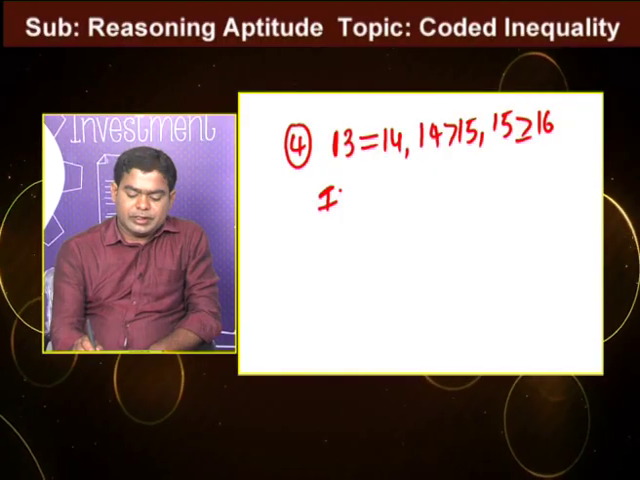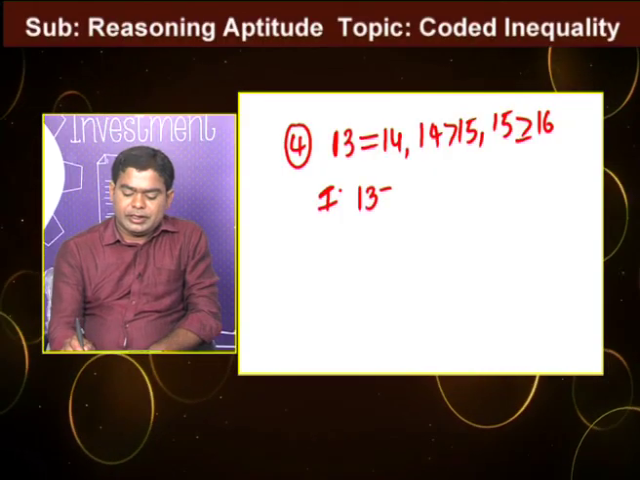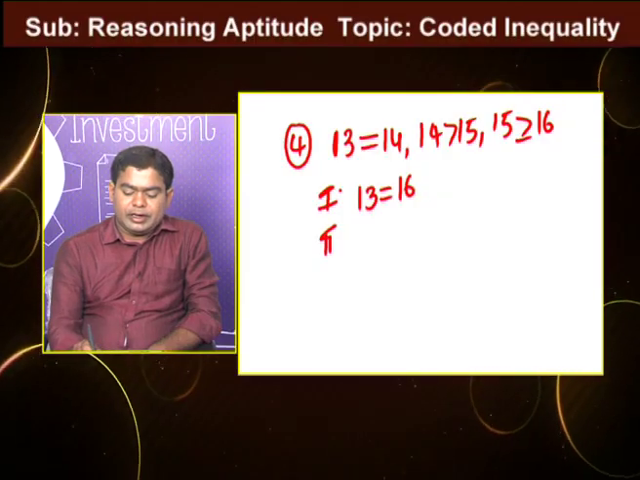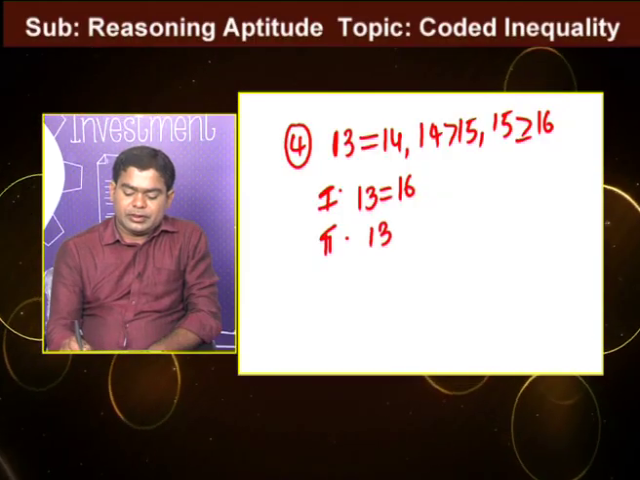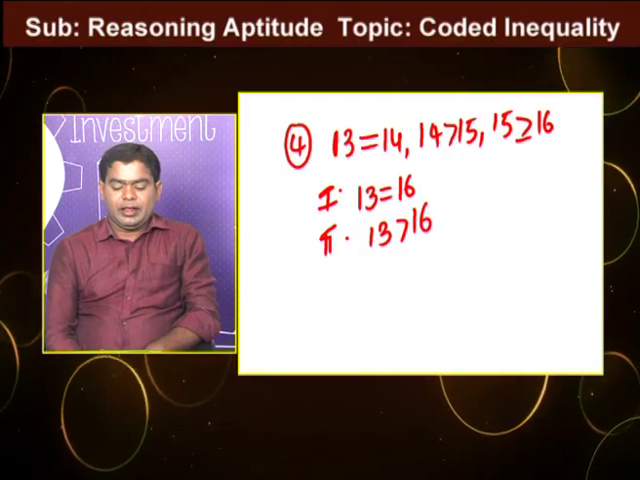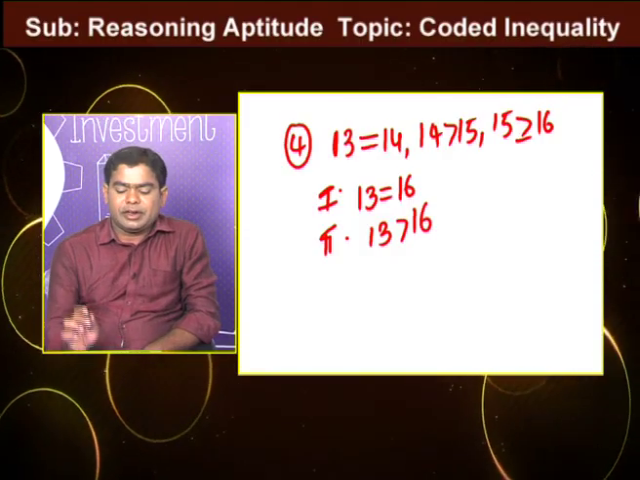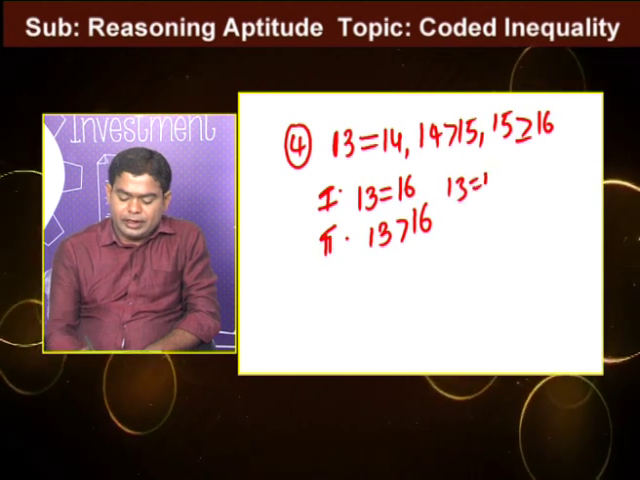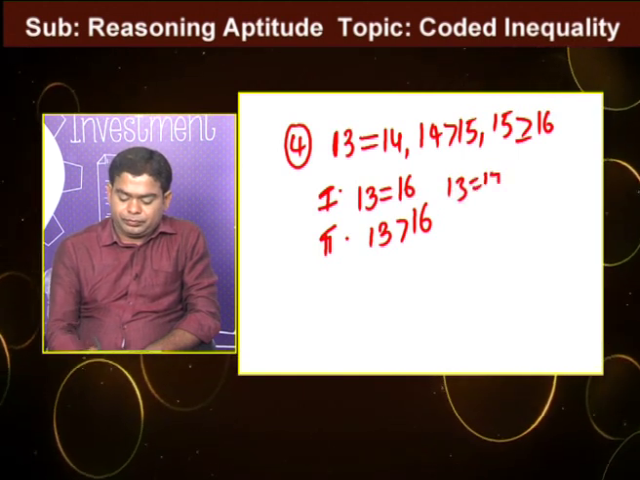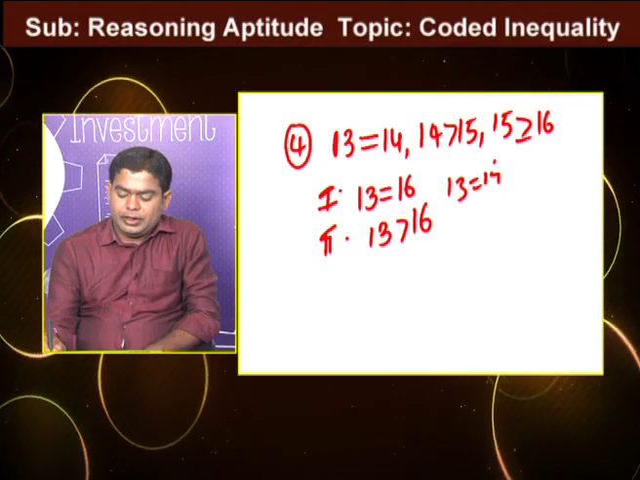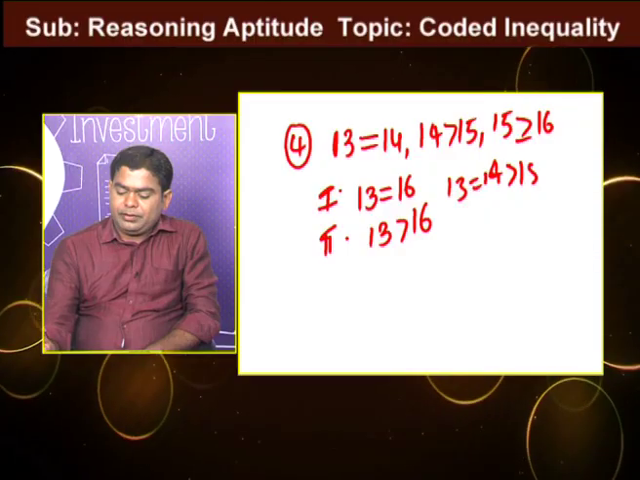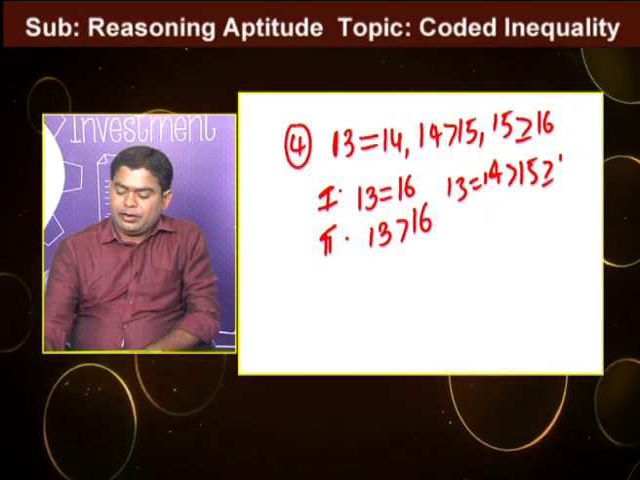So we apply the inequalities for the given conclusions also. The first conclusion is 13 copyright 16, that means 13 equal to 16. The second conclusion is 13 dollar 16, that means 13 greater than 16. First of all, we combine the given statement. That one is 13 equal to 14, 14 greater than 15, 15 greater than or equal to 16.